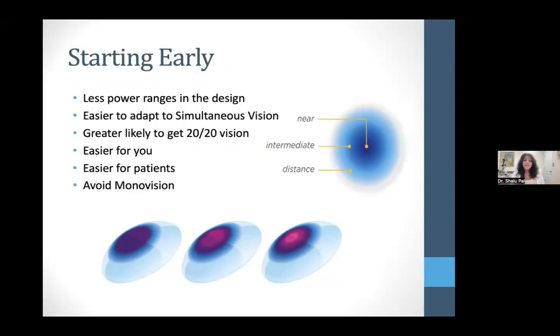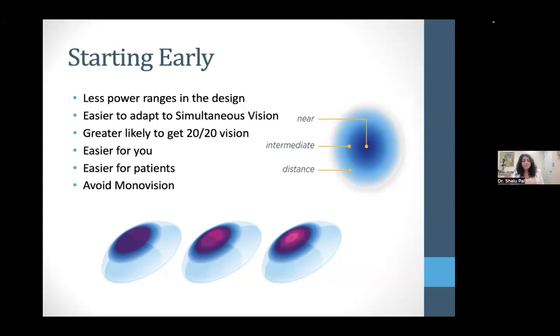It leads right into the importance of why we should start early. Whether it's with progressive glasses or multifocal contacts, the sooner you start, the fewer gradations are in that progressive pair of glasses, the fewer gradations are in that multifocal contact lens, which makes it easy for us to give them 20/20 vision in all ranges. It makes it easier for the patient to adapt to these different designs that are new to them.